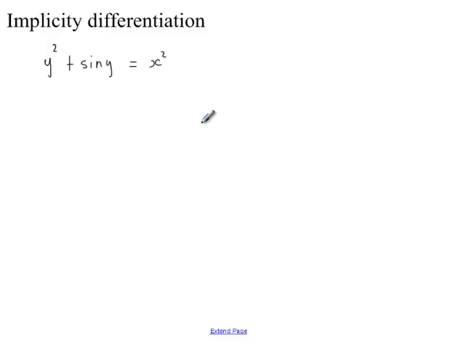Again, this function is not possible to express as an explicit function. But having this function as it is, what must be at the back of our mind, in the background, even if you don't write it explicitly, is that this function is actually a function y of x, which is being squared, plus sine acting on a function y of x. All that gives us x squared. Altogether, that's what it is.